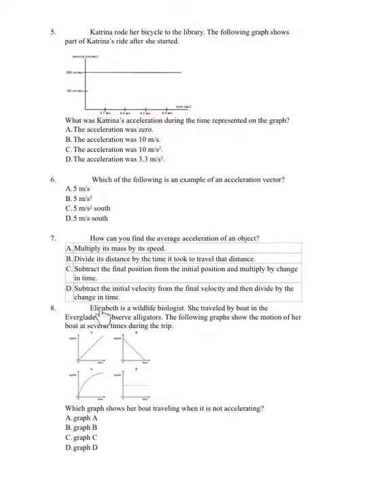Number 8. Elizabeth is a wildlife biologist. She traveled by boat in the Everglades to observe alligators. The following graphs show the motion of her boat at several times during the trip. Which graph shows her boat traveling when it is not accelerating?